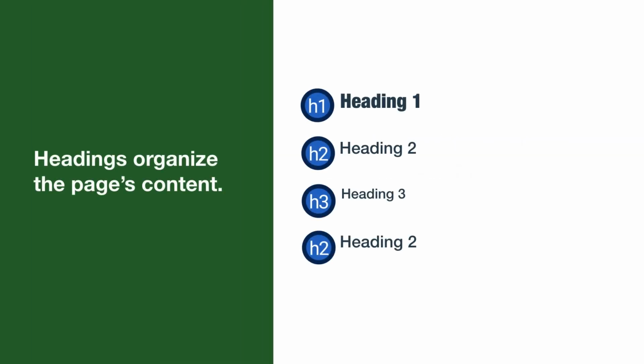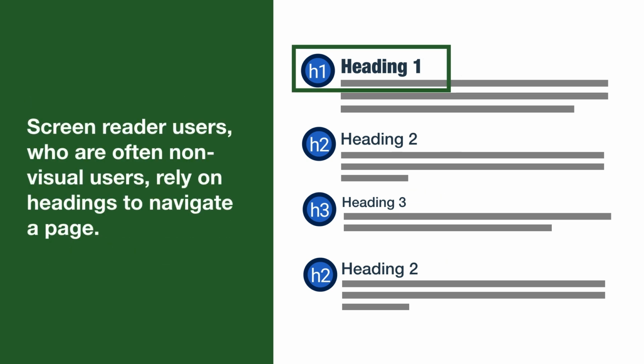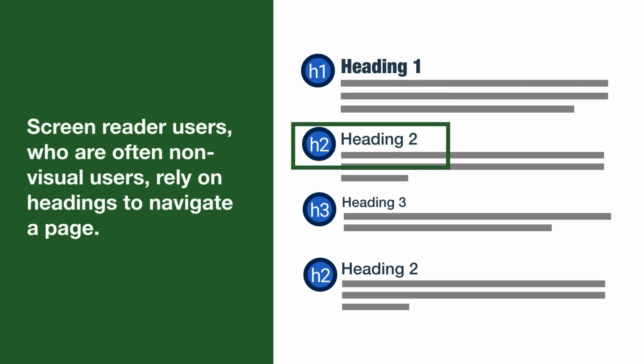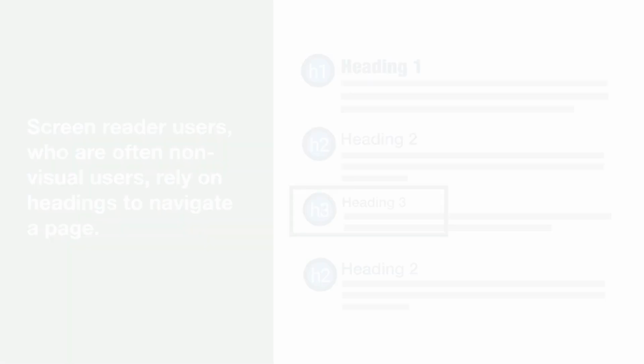An important part of an accessible heading structure is that the headings organize the page's content. This means a heading should concisely describe the content that's below it. Headings need to do this because screen reader users, who are often non-visual users, rely on headings to navigate a page. Let's listen to Mac's VoiceOver screen reader announce Calm's homepage with this in mind.